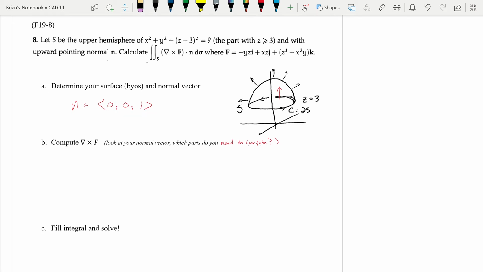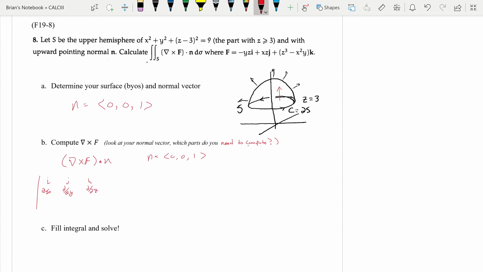Remember that it'll be del cross f and then it'll be dot n. And our n is just 0, 0, 1. So because we have two zeros, we don't need the first two components of that del cross f. If we do that, just remember that we've got i, j, k, and we'll do partial of x, partial of y, partial of z.